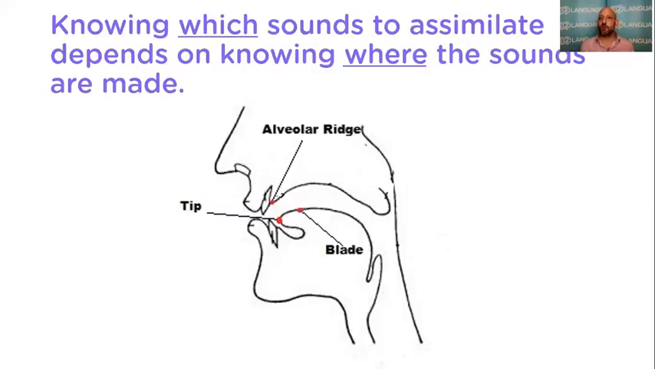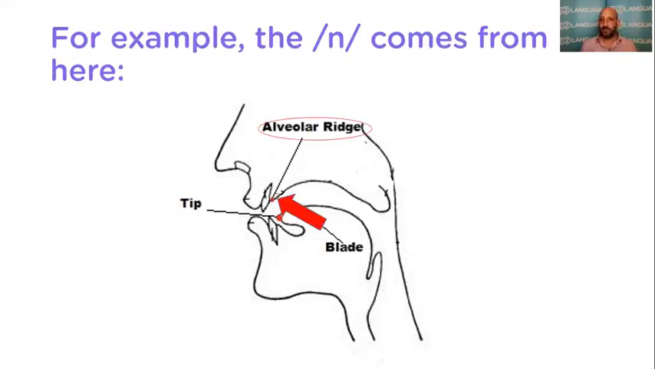And then you have the lips as well. So F uses the bottom lip, B uses both lips together. Knowing where those sounds come from, knowing where we're making those sounds, does help in identifying which of the sounds are going to be dropped and assimilated and which of the sounds are going to be given expression.